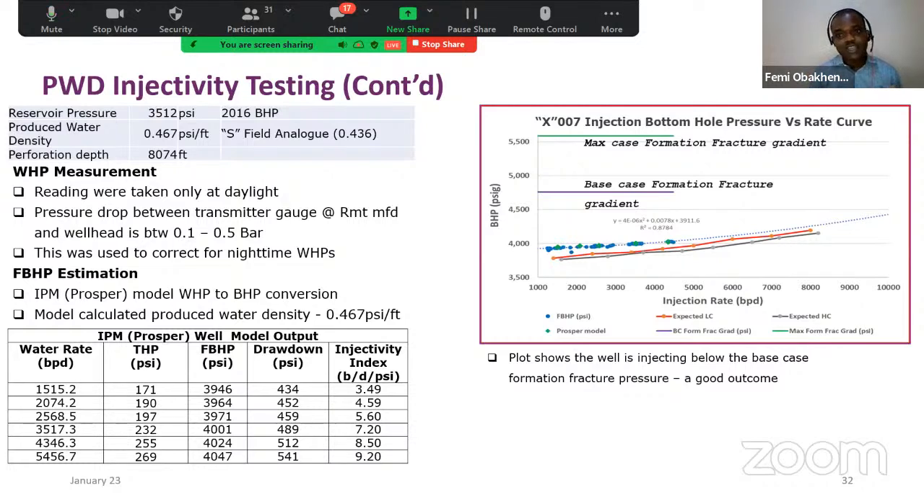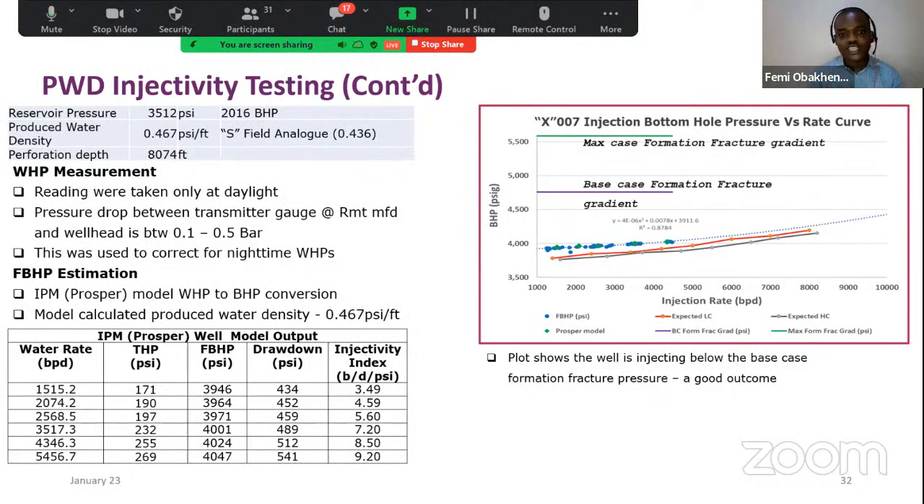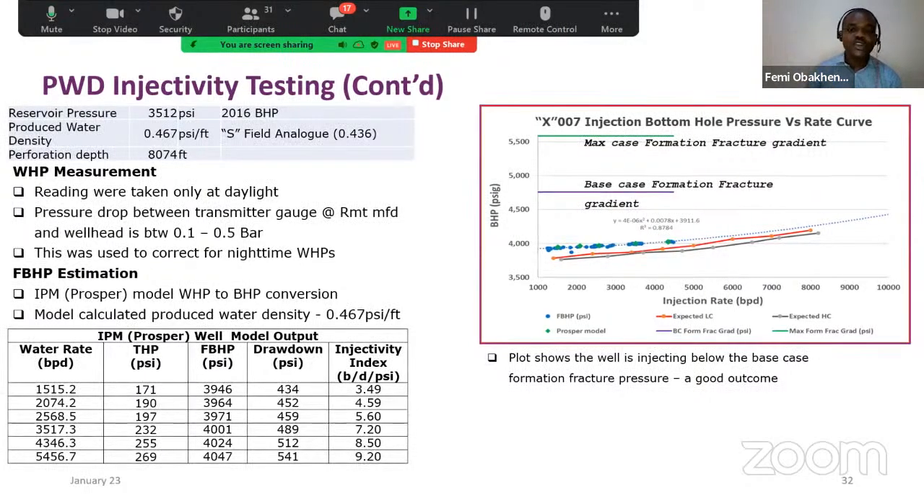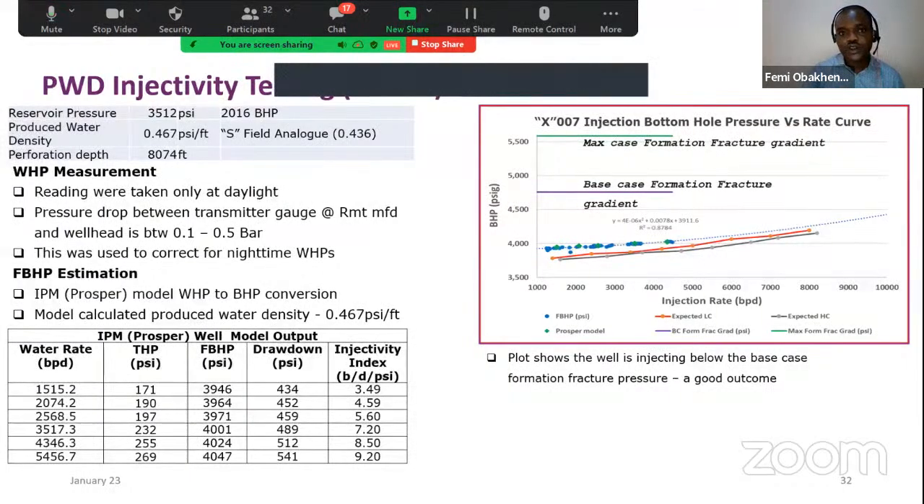In a way, that can be a very good thing, because when such artificial fractures are created, you can inject more. But again, like we have said in the previous module, you don't want this fracture to grow beyond your reservoir and grow into your caprock. So these kinds of plots are always very necessary to monitor the performance of your well, as well as the change in conditions of your reservoir.